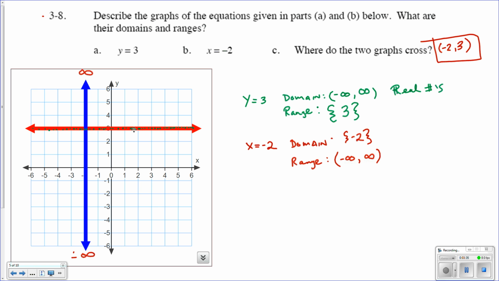All right. That is it for problem 3-8. Hopefully, if you have questions, that helped you out. Big key here, remember, x equals something is always going to be a vertical line. y equals something is always going to end up being a horizontal line when it just equals a constant.